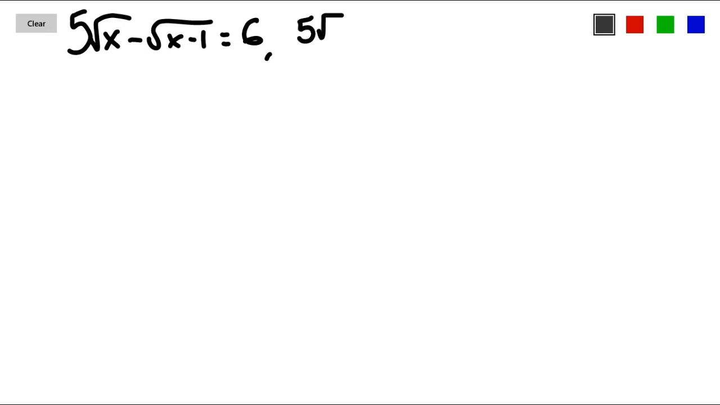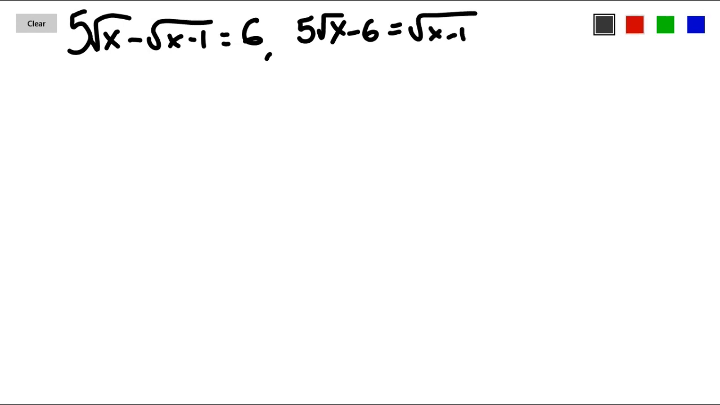We have 5 times the square root of x minus the square root of x minus 1 is equal to 6. So like the last example, the first thing that I'm going to do is isolate one of the square roots. So I'm going to try to isolate the middle term by switching the 6 and the square root of x minus 1, switching them on either side of the equal sign. So what I have is 5 times the square root of x minus 6 is equal to the square root of x minus 1.